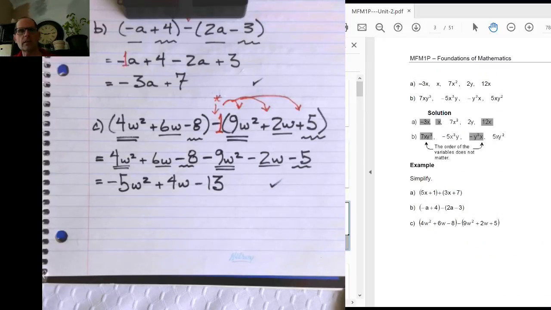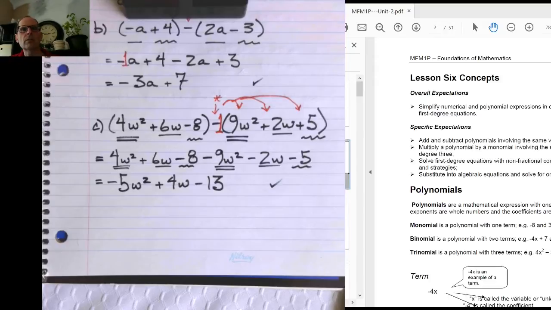So that there is now the end of MFM1P Unit 2.